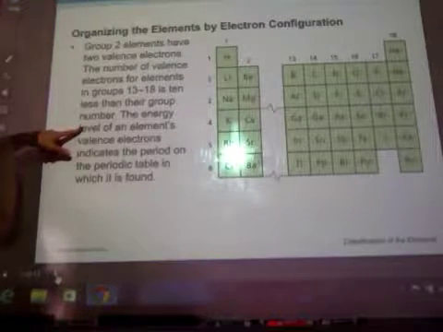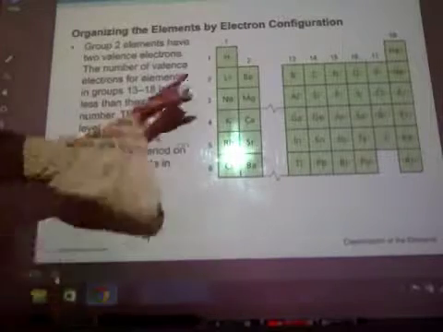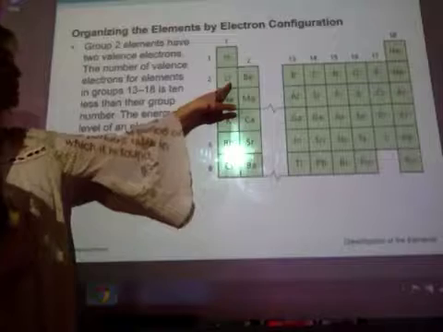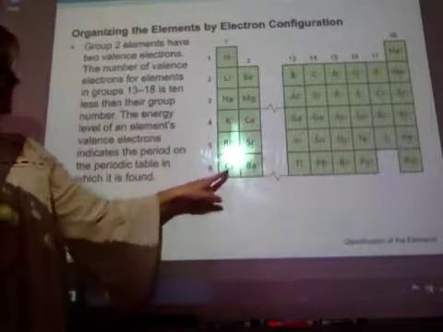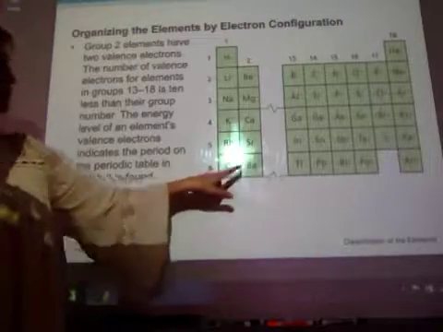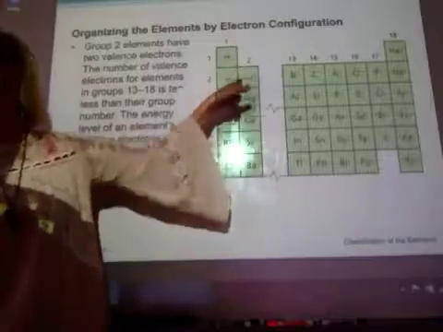The energy level of an element's electrons indicates what period they're in. So this ends with 1s1. 2s1, it's in period 2. 6s1, it's in period 6. This will end with 6s2 because it's in group 2.